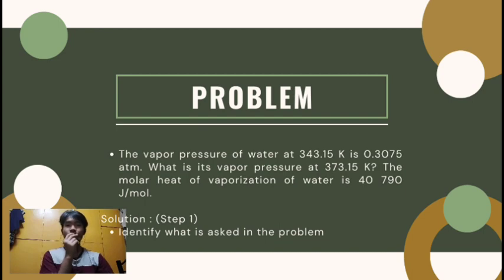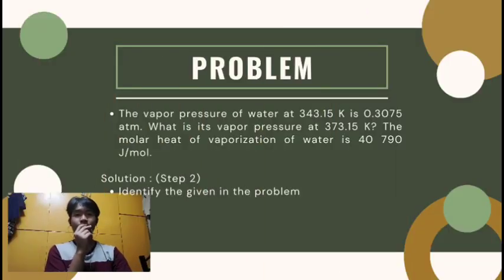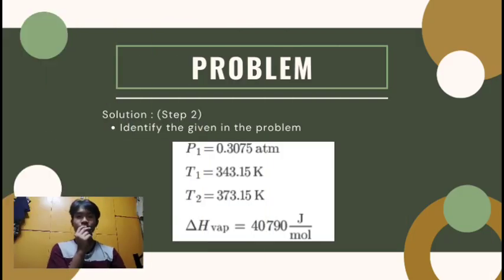For the solution, step 1: identify what is asked in the problem. You are asked to calculate the vapor pressure of water at 373.15 Kelvin. Step 2: identify the given. The vapor pressure at 343.15 Kelvin, the final temperature, and the molar heat of vaporization are given. So P1 is equal to 0.3075 atm, T1 is equal to 343.15 Kelvin, T2 is equal to 373.15 Kelvin, and the enthalpy of vaporization is equal to 40,790 joules per mole.